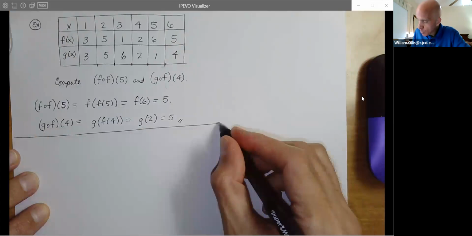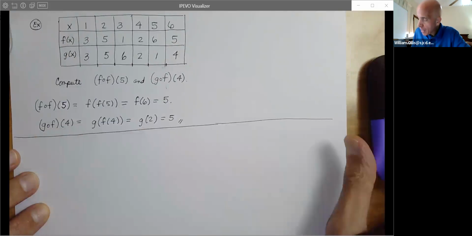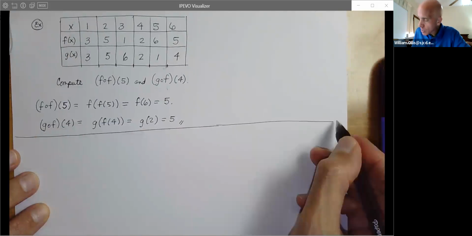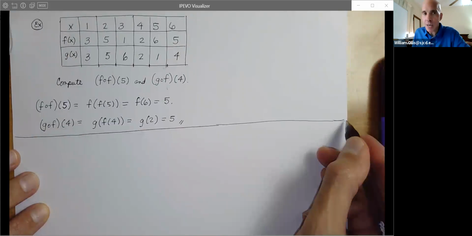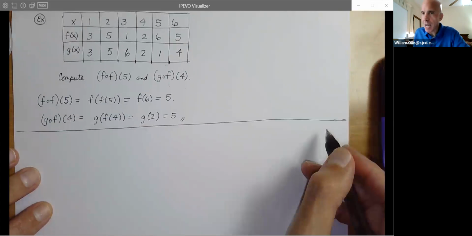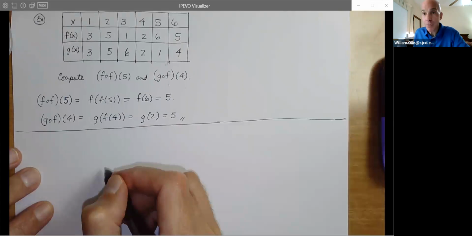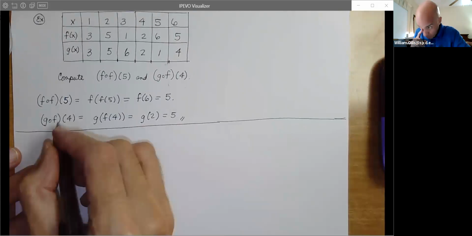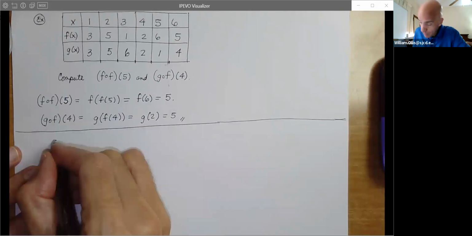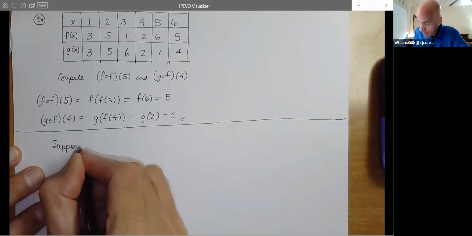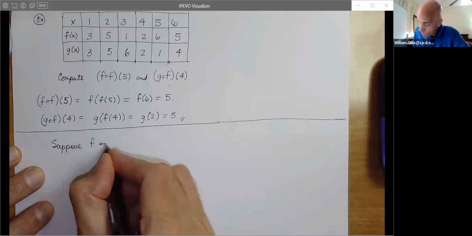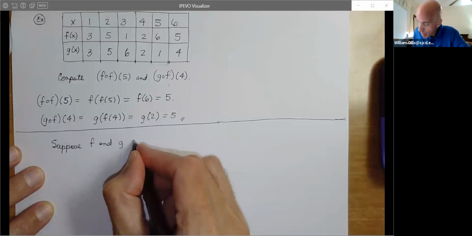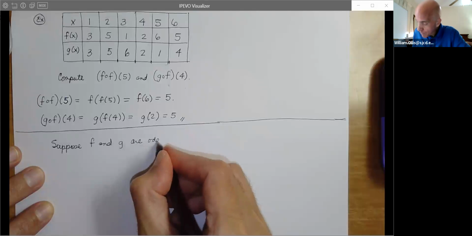So let's write this down. You'll find these in the WebAssign. And they kind of do these as questions and not as a proper proof, but you get to type in some of your thoughts. So for instance, we'll say, suppose f and g are odd functions.